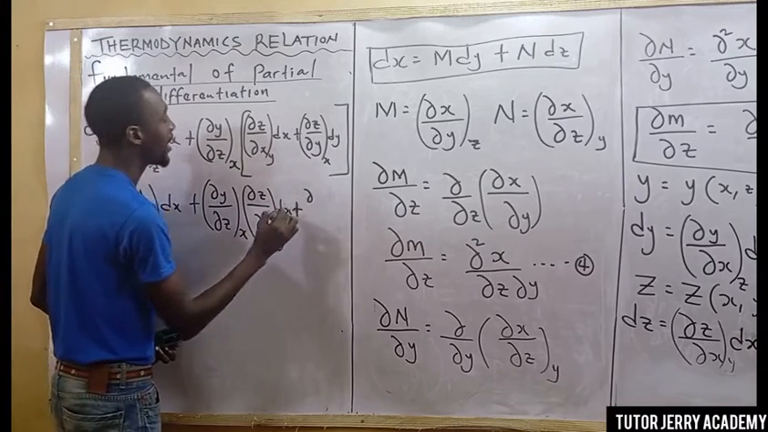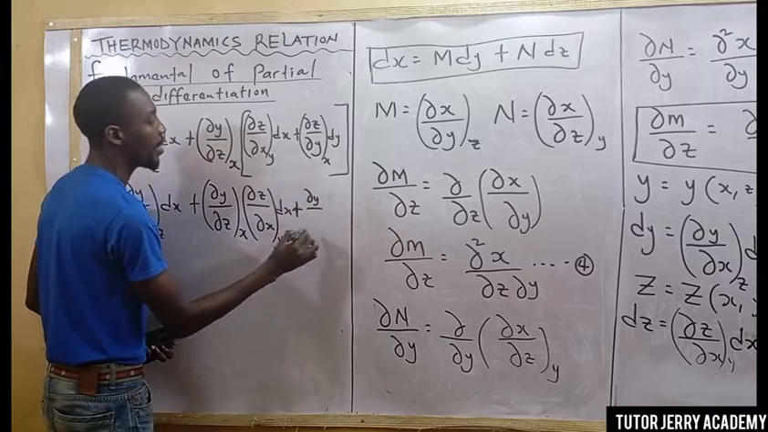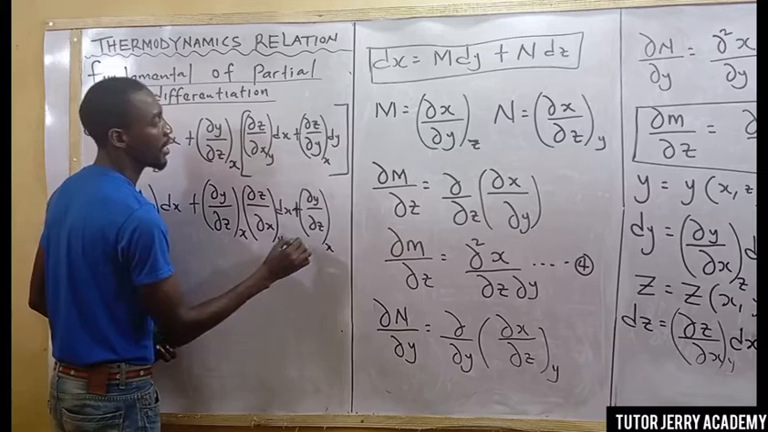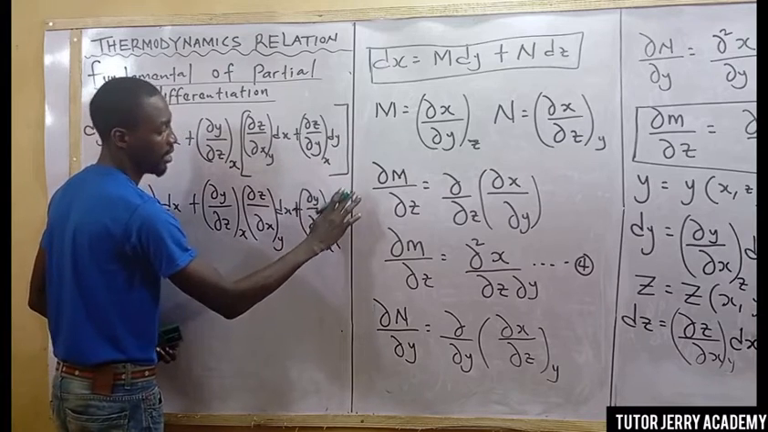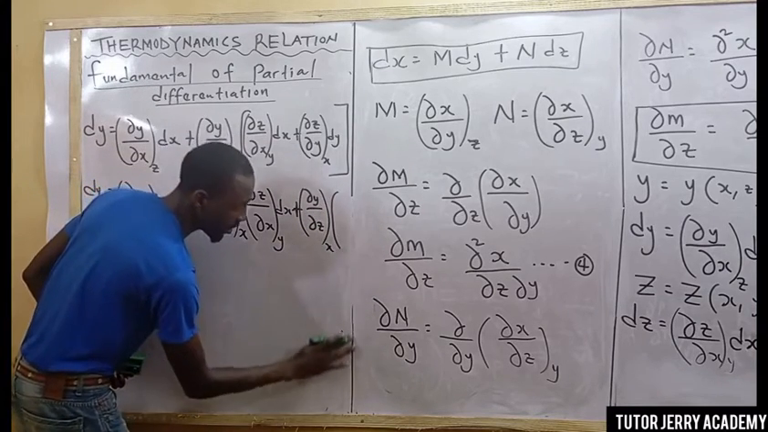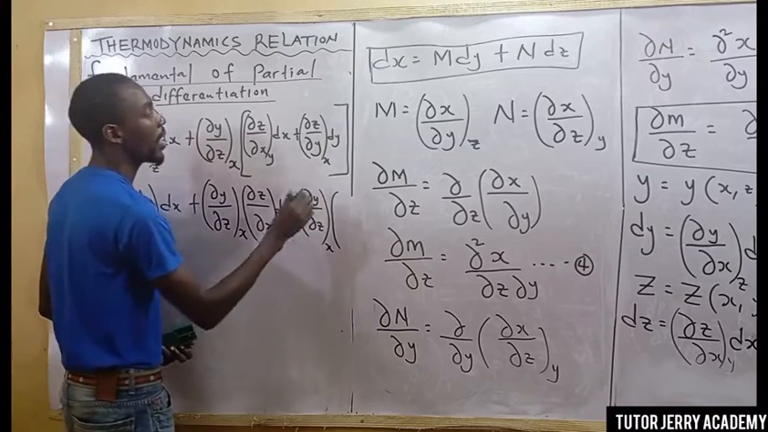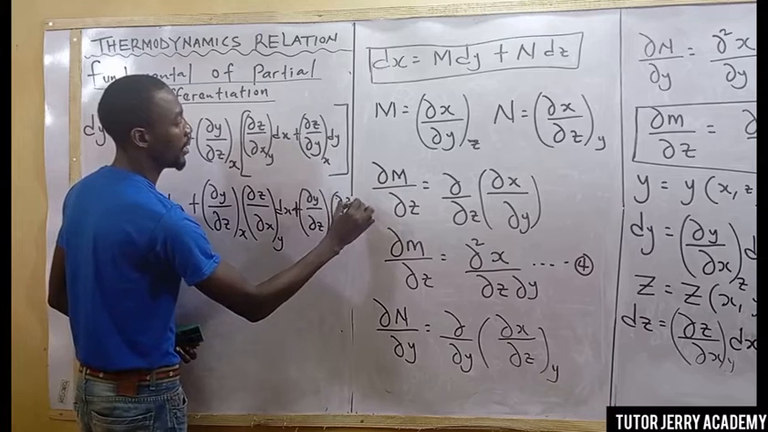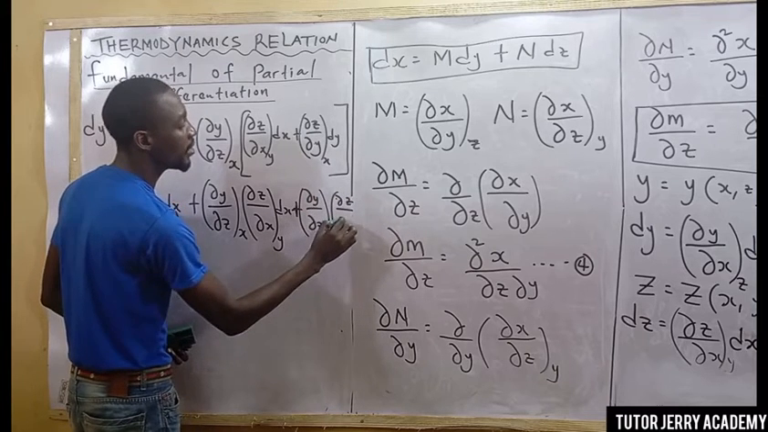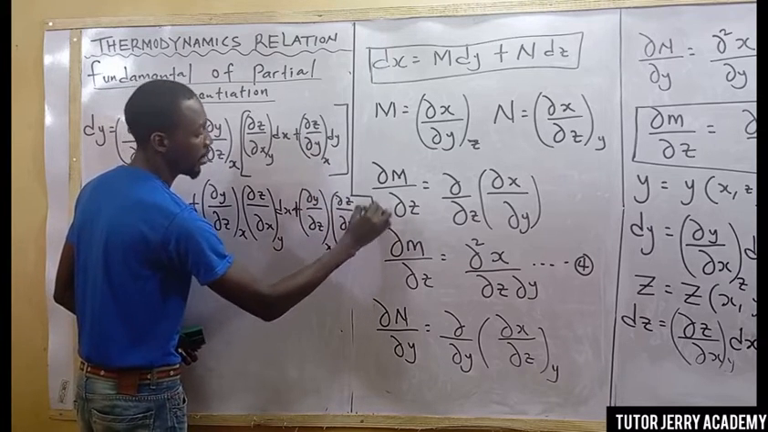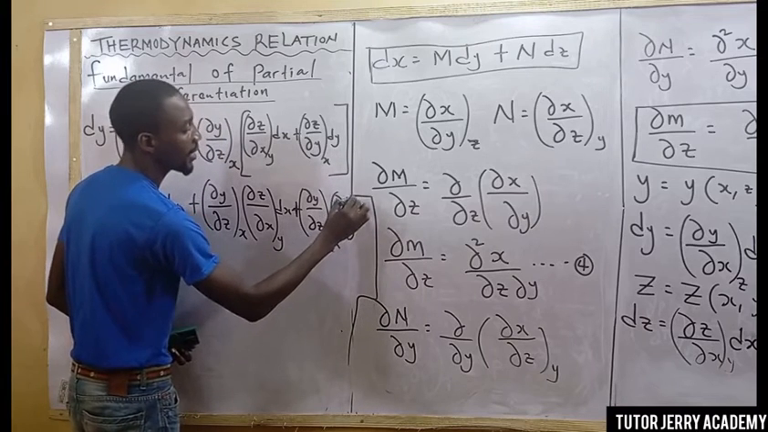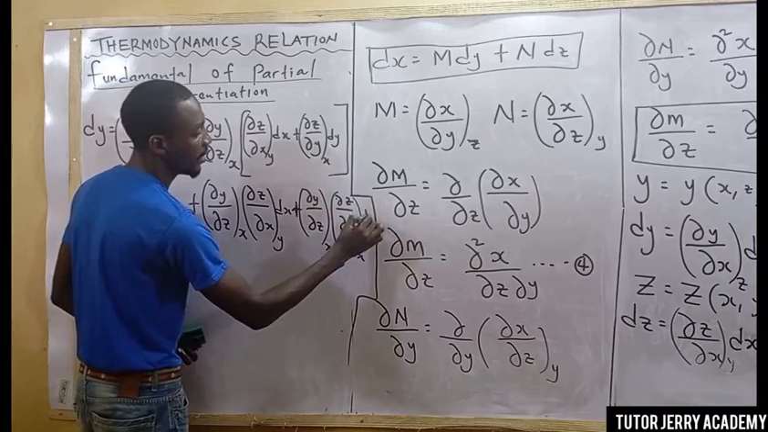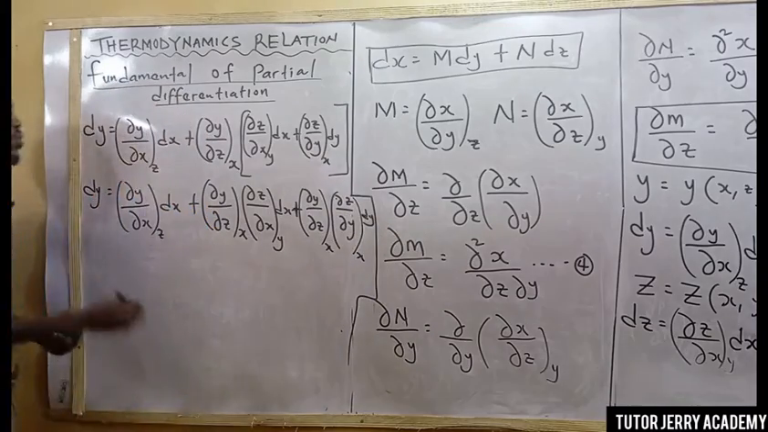We are going to have partial derivative of y all over the partial derivative of z, keeping s constant, into partial derivative of z all over the partial derivative of y, keeping s constant, that is the y. All right. So this is what we are going to have.